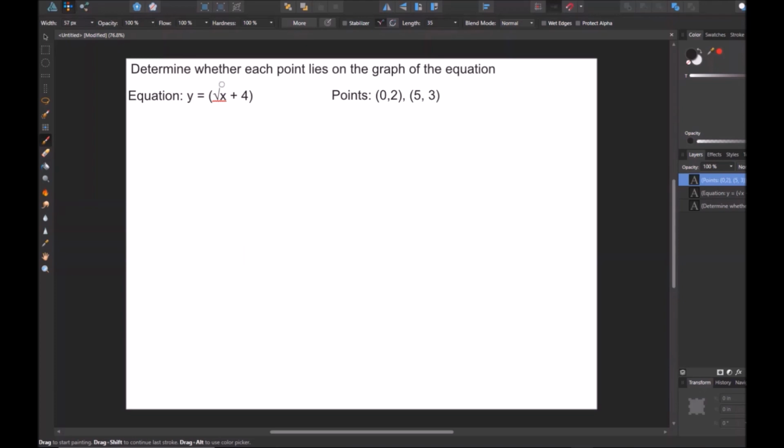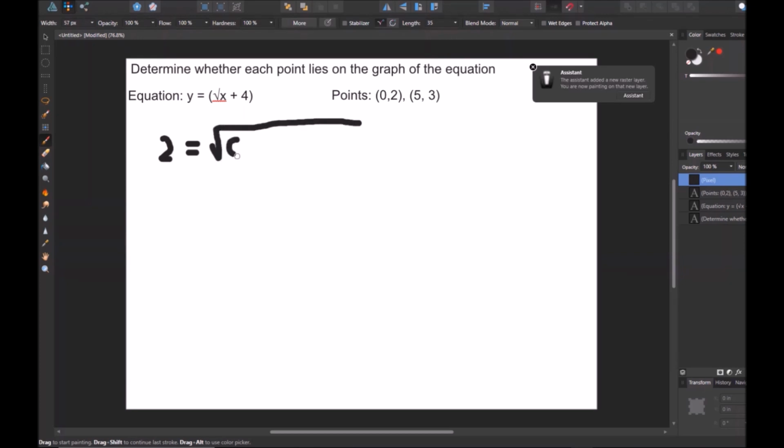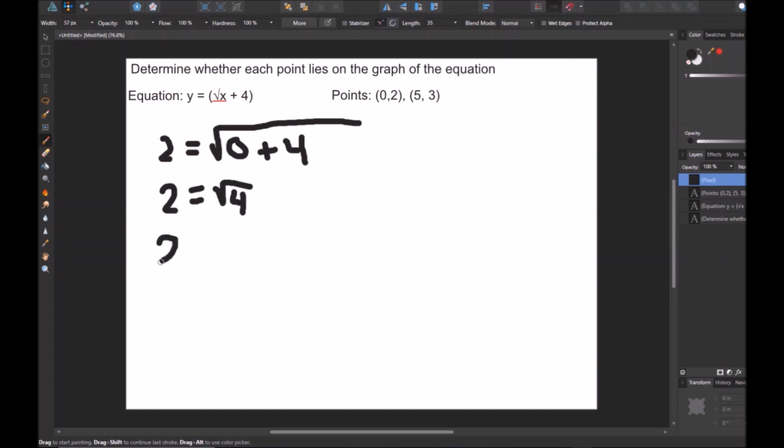Alternatively, another, I think, simpler way of doing this is to just plug in these points to this equation, and if the left side equals the right side, then you know that yes, this point does lie on the graph of the equation. So for example, with this first point, (0, 2), we plug in 2 for the y value, and we say 2 equals the square root of 0 plus 4. Well, the square root of 0 plus 4 is just the square root of 4, and the square root of 4 is just 2.